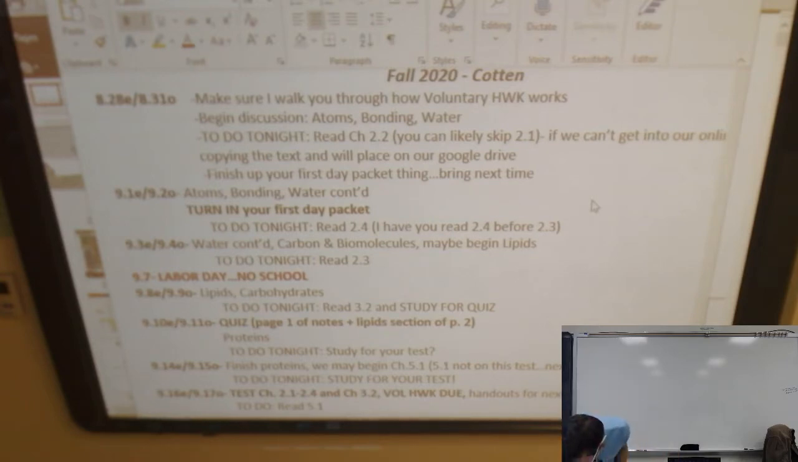If you haven't turned it in yet, some of you might have turned it in already. But if you haven't, then bring those next time. And I'll actually give you 100 for turning this in. So probably the easiest thing you'll ever do in an AP class.